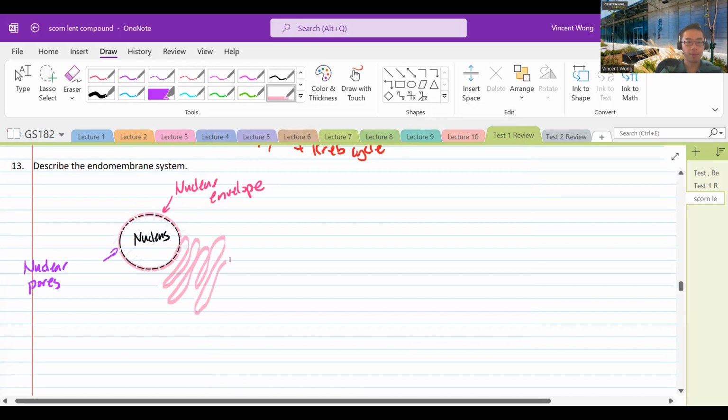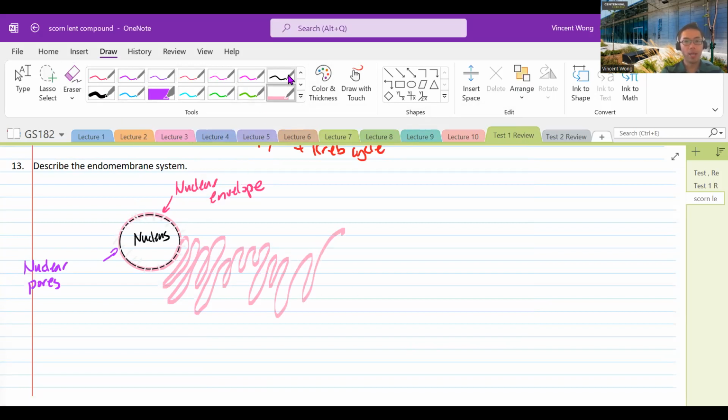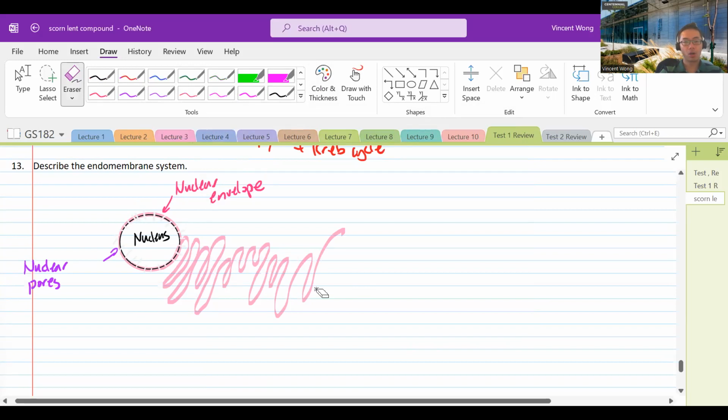It's going to extend into the cytoplasm, and we are going to have this whole network of membrane. And some of them will have ribosomes on them, right? And some will not. Okay, so this portion that has the ribosomes on them, that would be the rough endoplasmic reticulum.